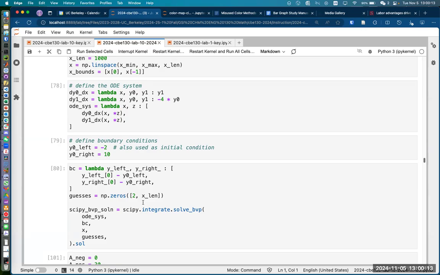No, that will not be a function. This is saving the array. So it's my y height in the solution. Yes. The first row would be my initial y0, and then the second row, and here I also have two rows.